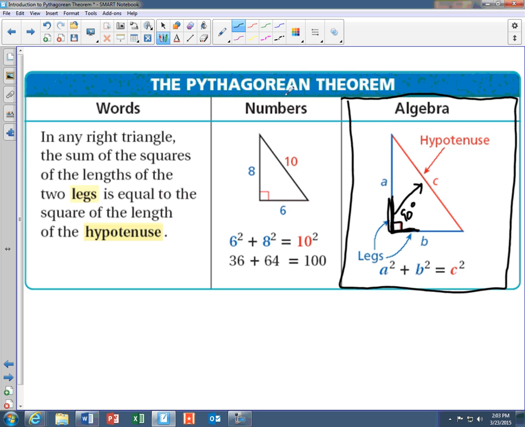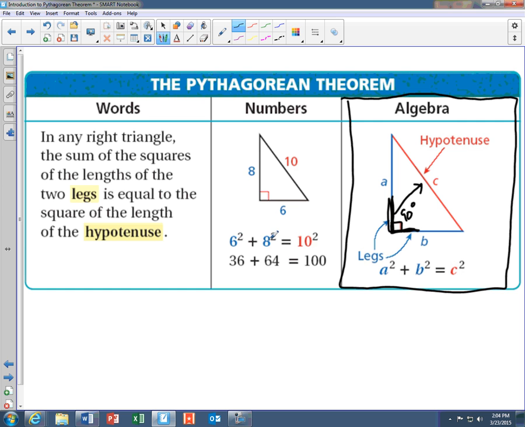Now, the Pythagorean theorem says that a formula works where A squared, A times A, plus B squared, B times B, is going to equal C squared. Now, if you look at that in numbers in this middle box, what you see is that we have two legs. We have 8 and 6. And the hypotenuse is 10. And what the Pythagorean theorem says is every time in a right triangle, if I square the two legs, 6 squared and 8 squared, it has to equal the hypotenuse squared, the 10 squared. So 6 squared, or 6 times 6, is 36.